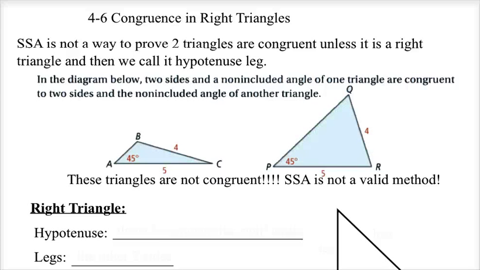This is lesson 4-6, Congruence in Right Triangles. Now this beginning part's not in your notes, but I just wanted to explain how side-side angle is not a way to prove two triangles are congruent.